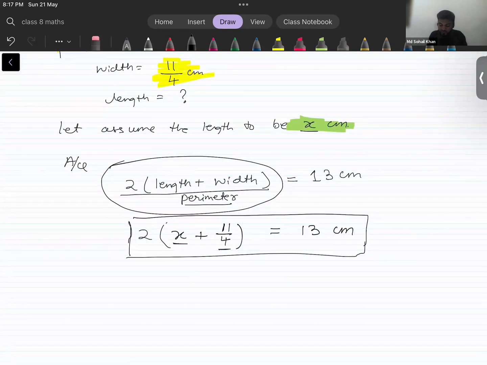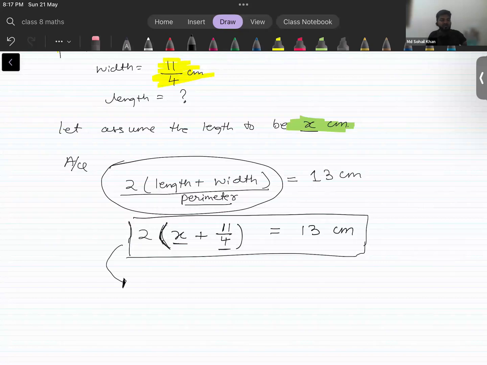So 2 is in multiplication with the values inside the bracket. So it will be what? 2 multiplied by x. How did we multiply this? Remember the distributive property? Okay. So mention what it is going to be, if you further simplify it.